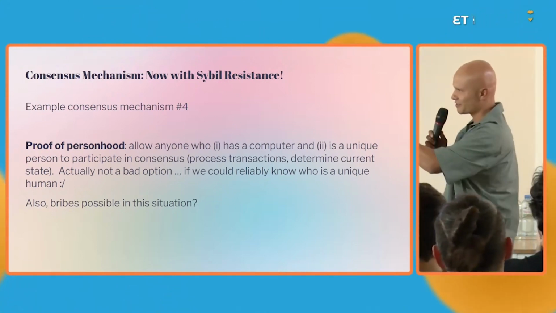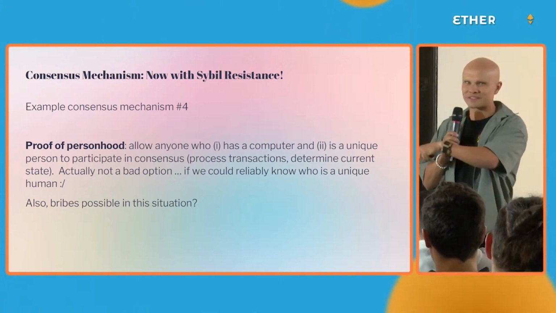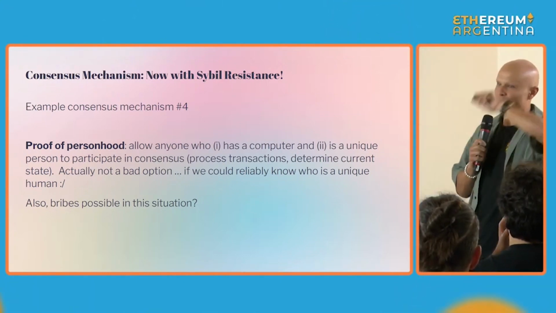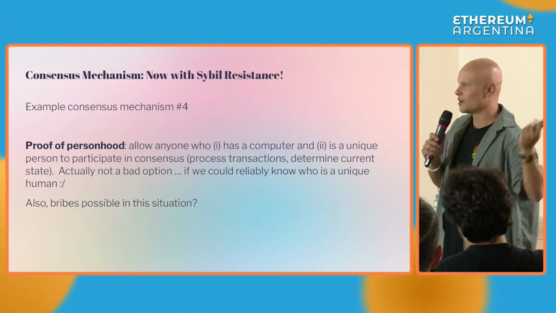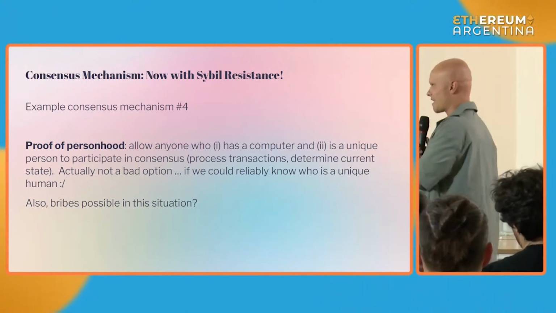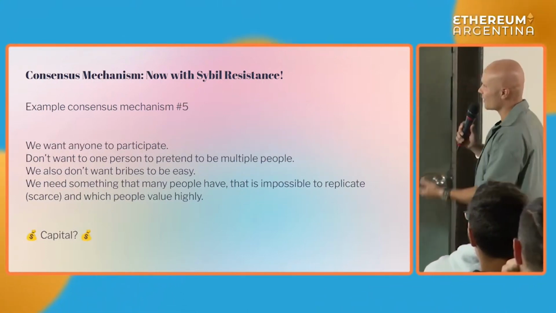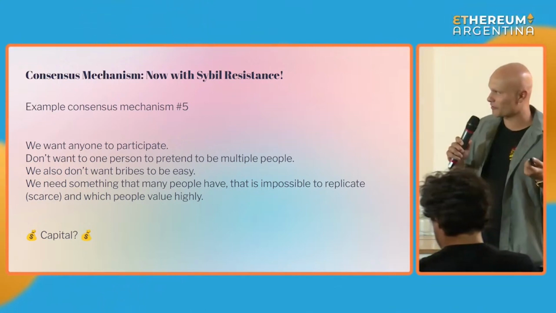So this is an interesting problem. I think we could figure it out. Maybe I really actually think this is the next step beyond proof of stake, like proof of work, proof of stake. Maybe it becomes proof of personhood if we're able to figure this out. But it's a challenging one. So, all right, example consensus mechanism number 5.